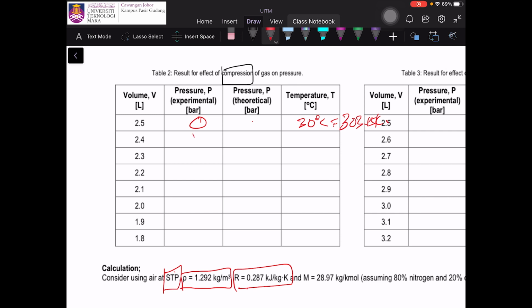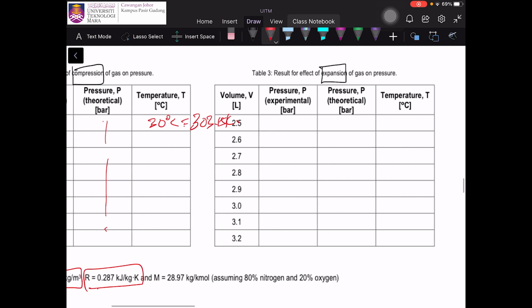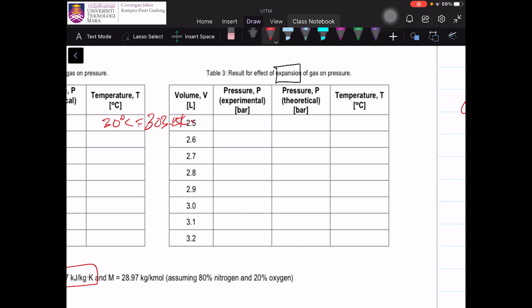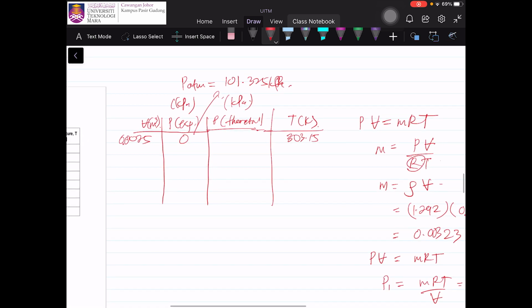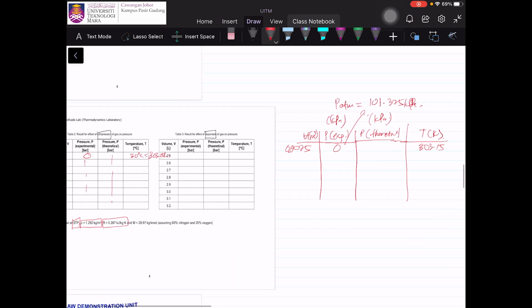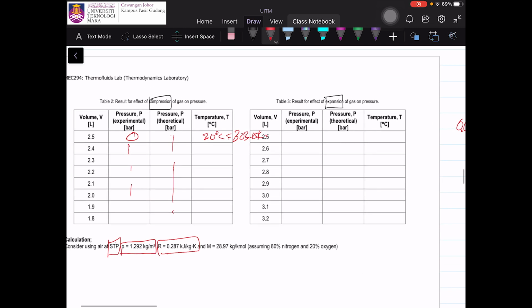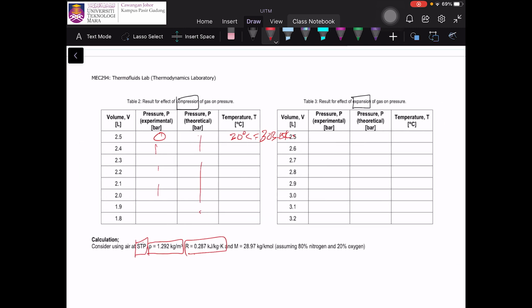Then you can fill up the theoretical pressure here corresponding to the volume. The same steps apply for the expansion, so you just follow my steps here and you will see the answer using the same method. Alright, so that is how to fill up this table and complete the experiments.